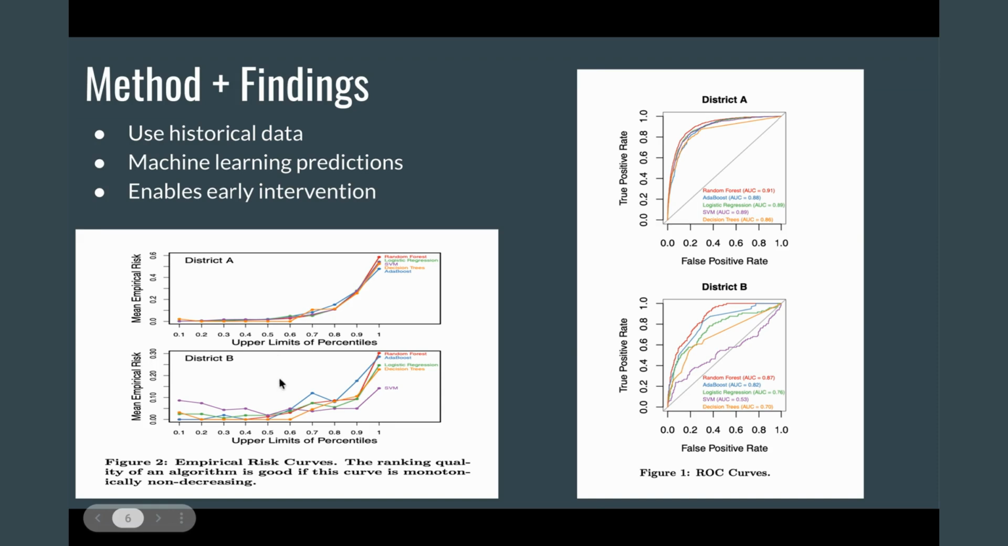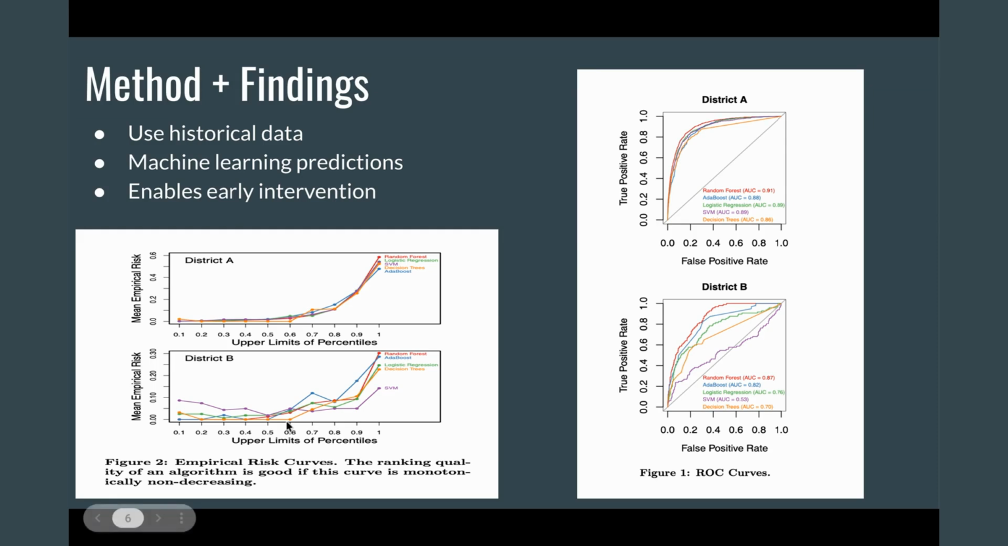The second graph shows something different. Instead of accuracy, it focuses on how well the model ranks students by risk. The idea is that schools don't just want to know who is at risk, they want to prioritize students based on how much risk they have.